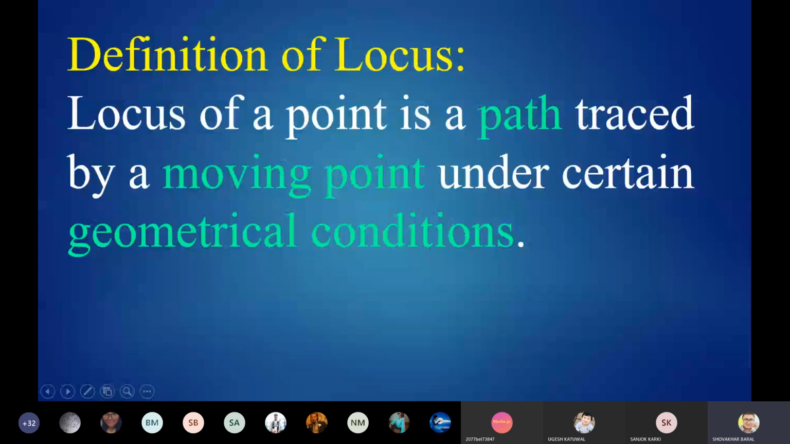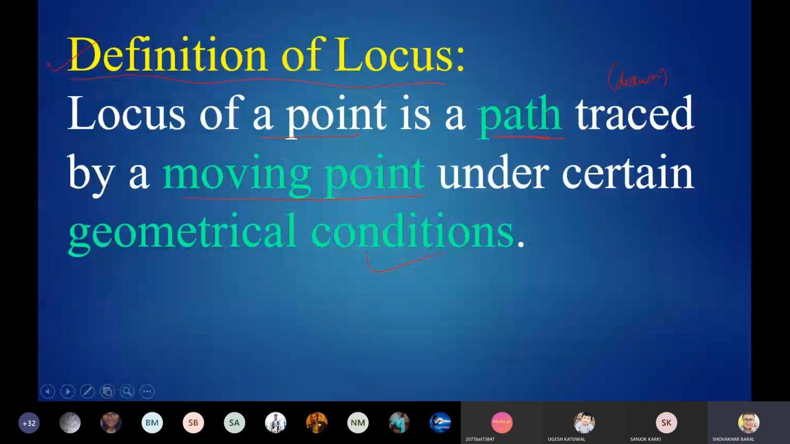So let's go to the next one. What is locus actually? Definition of locus. Please write the definition at first. I'll explain it later. Locus of a point is a path traced by a moving point. Traced means drawn. Okay, the meaning of traced is drawn by a moving point under certain geometrical conditions. Please copy it fast. Locus of a point is a path traced by a moving point under certain geometrical condition.